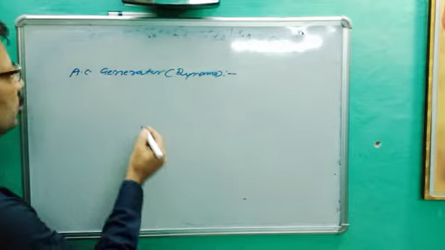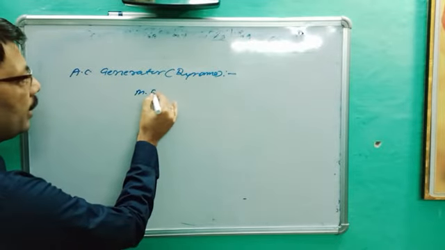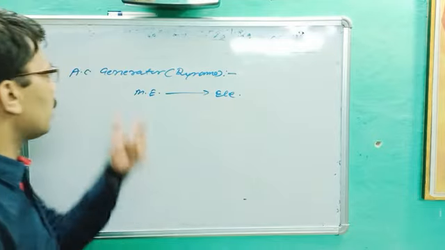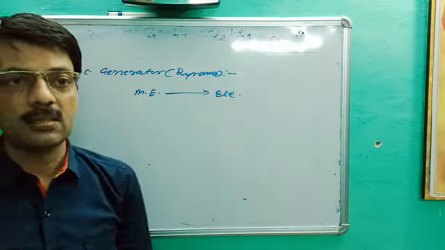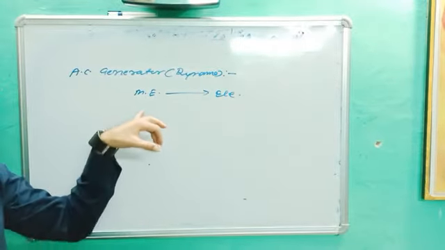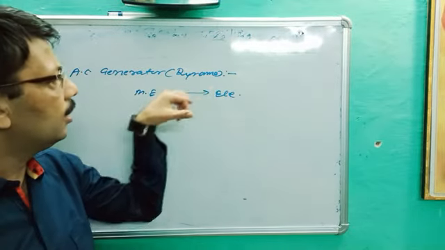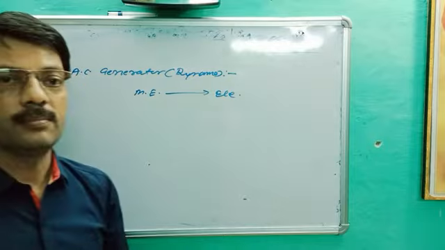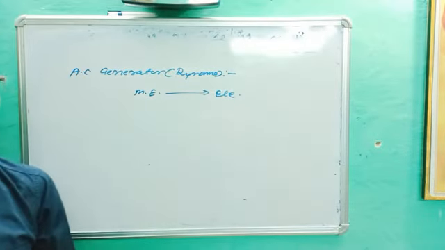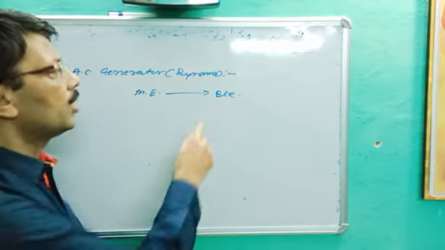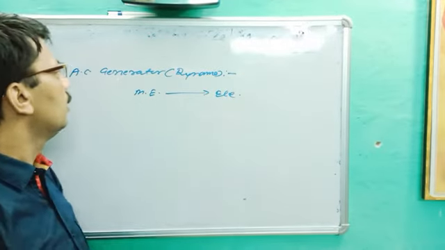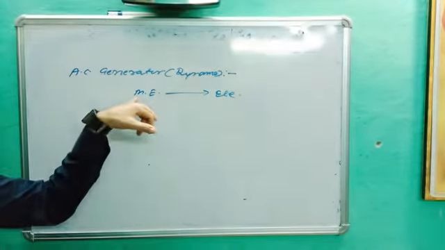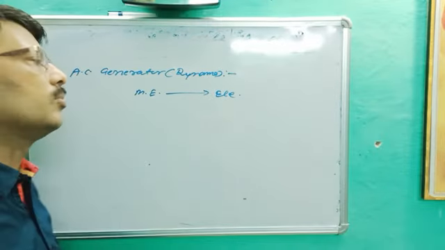The device which converts the mechanical energy into electrical energy, which generates the electricity, is called a generator. The device which converts the mechanical energy into electrical energy, that device is called generator. It is just the opposite of a motor. Motor is the device which converts the electrical energy into mechanical energy, while generator is the device which converts the mechanical energy into electrical energy.